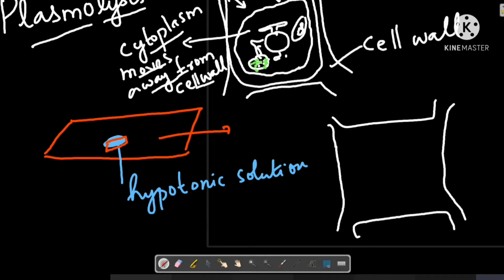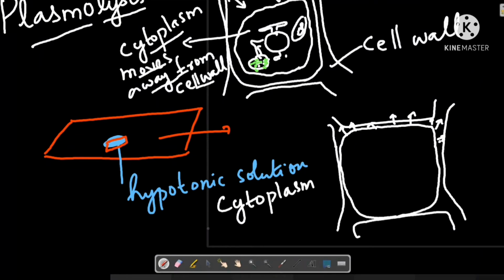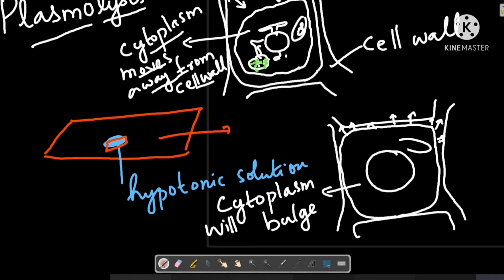But what will undergo change is the cytoplasm. The cytoplasm will start putting pressure on the cell wall and it will bulge. It will become swollen and apply force on the cell wall because lots of water got inside. So the cytoplasm will bulge, but nothing will happen to the cell wall. So everything, all organelles, can be seen now.